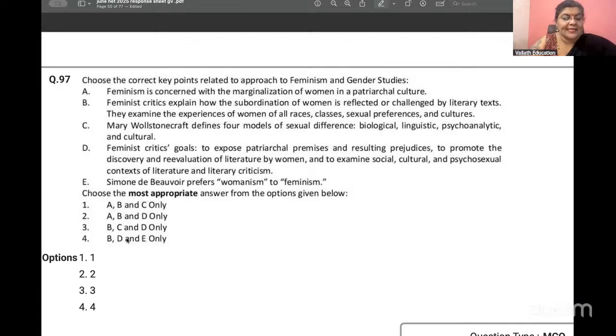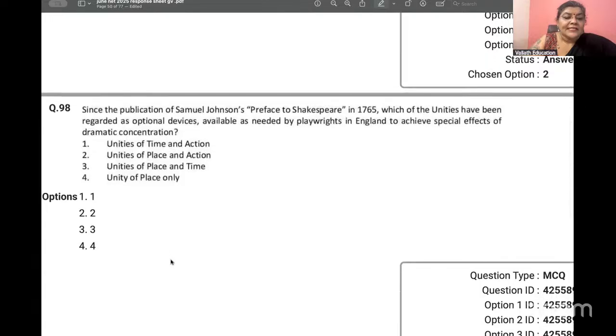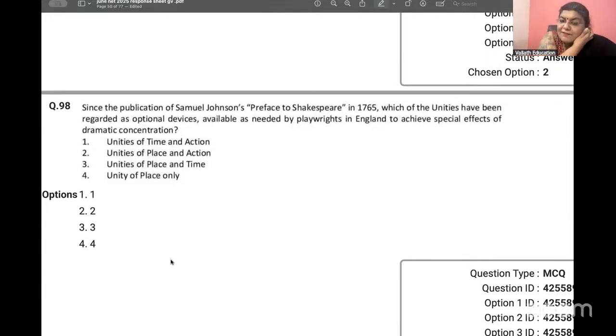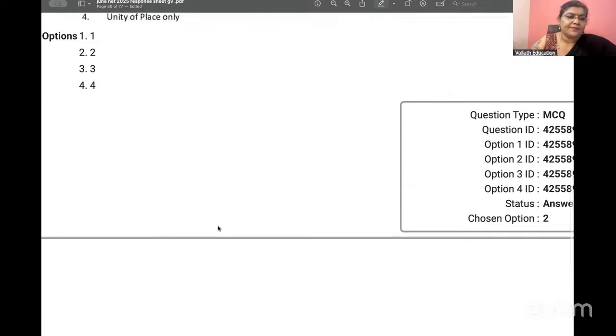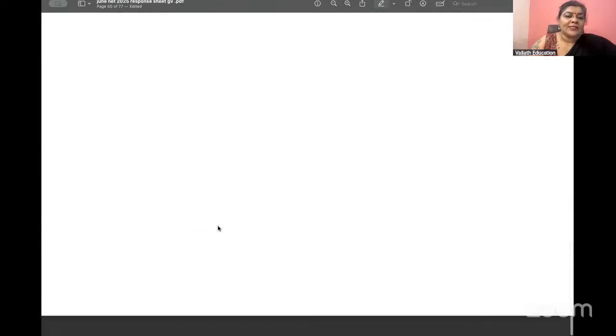ABD is the answer. Then, since the publication of Samuel Johnson's preface to Shakespeare in 1765, I have taught you this. Samuel Johnson said that unities of place and time are only cumbersome. Unity of action is important. This is a very major concept. Unity of time and place are only cumbersome, he said. So the answer is unities of time and place. Okay, next question.